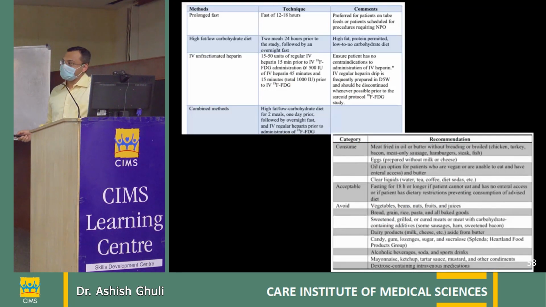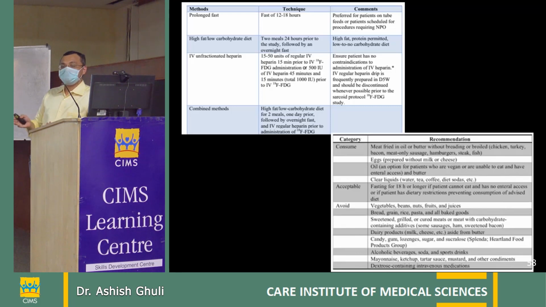These are the various methods which can be used. Basically, the patient has to fast, at least 18 hours according to the literature, but there is a variation between 12 to 18 hours. The patient should be given a high-fat, low-carbohydrate diet, and sometimes we can also use heparin.